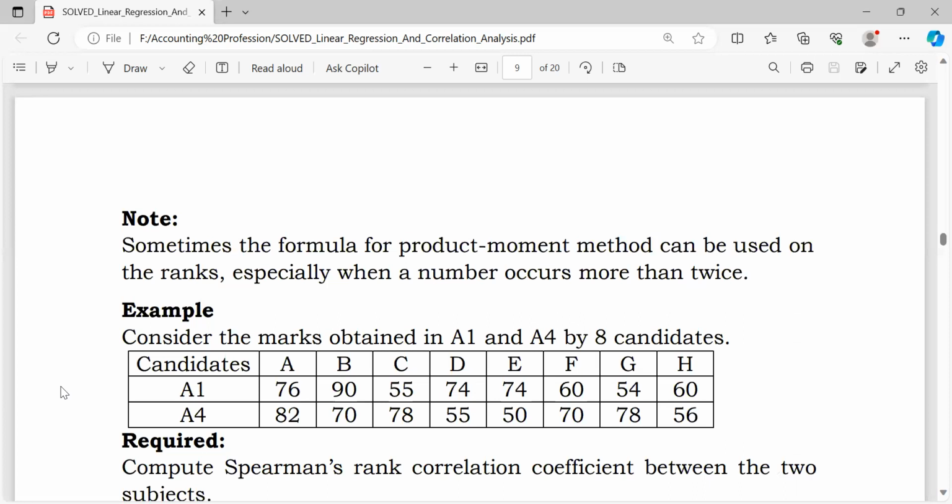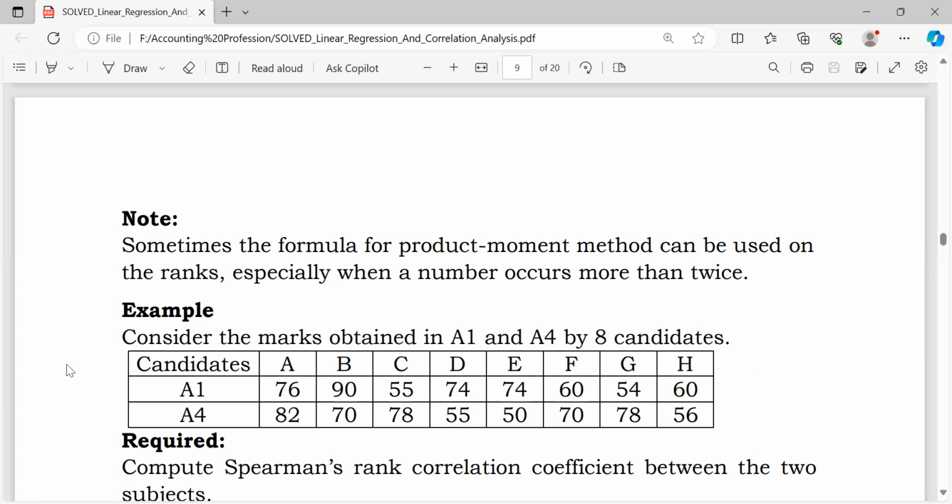Okay, let's note this. Sometimes the formula for the product moment method can be used on the ranks. Just note this. You can rank the values for the variables and then still use the exact formula for the product moment method, right? Of course, it is said that when you have at least three values having the same rank, the product moment method is usually said to give a better result compared to this formula here, but we're not going to deal with that. That was just a note.